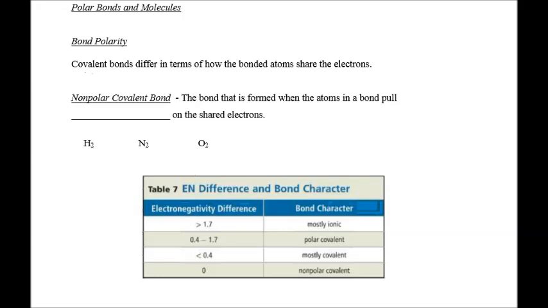These covalent bonds, the dashes that we've been using to show the shared pair, differ in how the bonded atoms share the electrons. So the first type is called a nonpolar covalent bond. The covalent part is the sharing. A nonpolar bond is the bond that is formed when the electrons are shared equally.